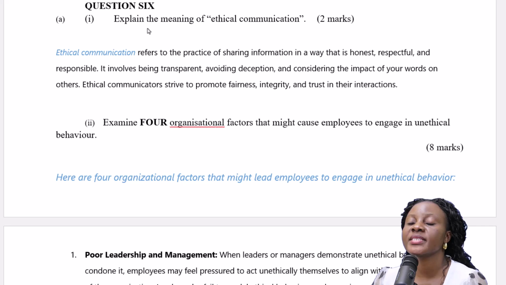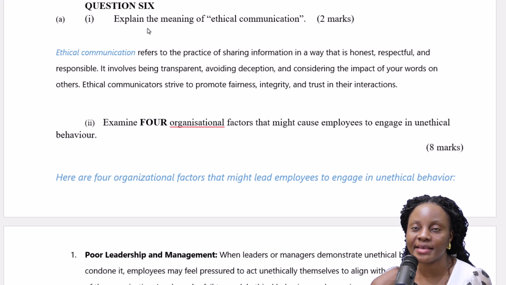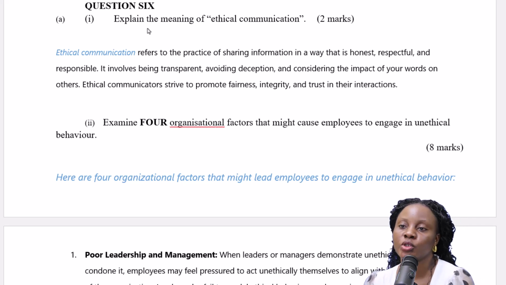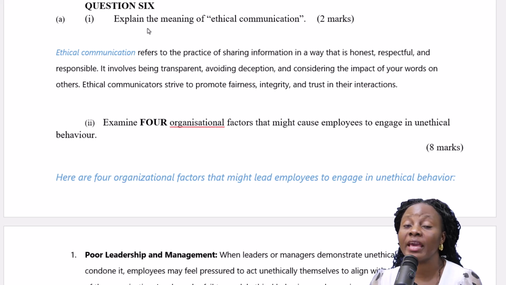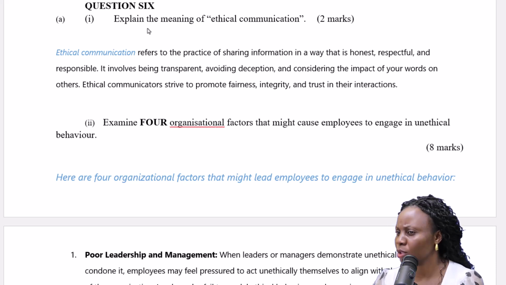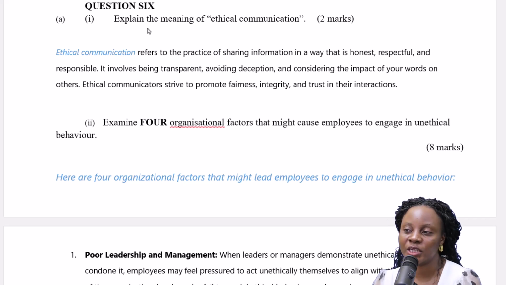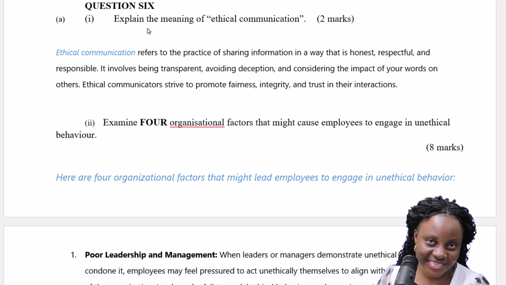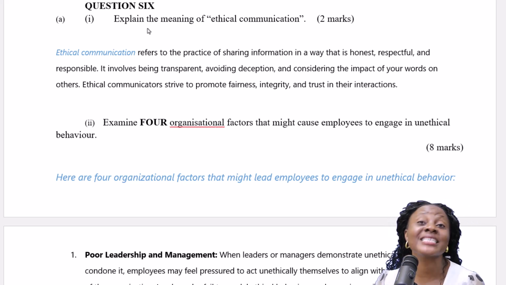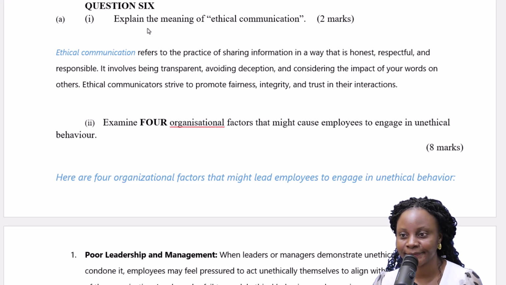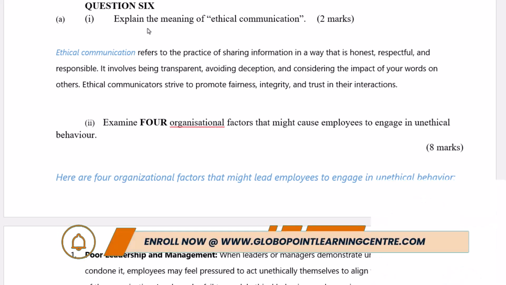So, question 6 of our paper, December 2023, Communication Skills. 6A Roman 1 says, explain the meaning of ethical communication. What is ethical communication? It refers to the practice of sharing information in a way that is honest, respectful, and responsible. It involves being transparent, avoiding deception, and considering the impact of your words on others. It strives to promote fairness, integrity, and trust in their interaction.